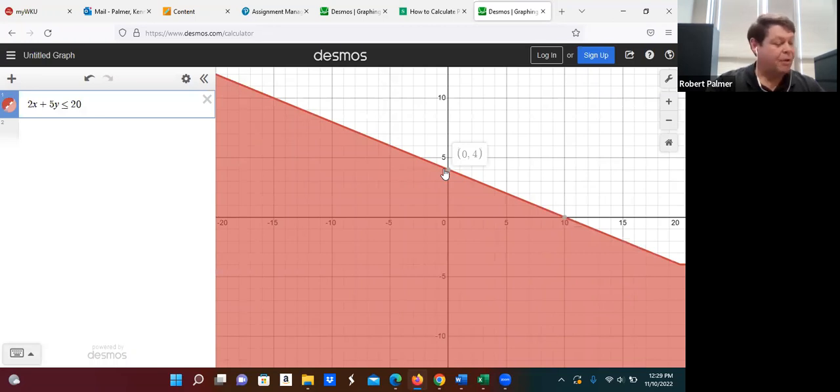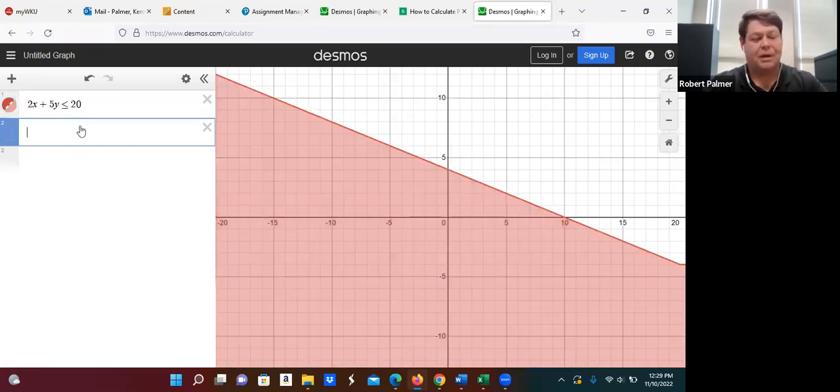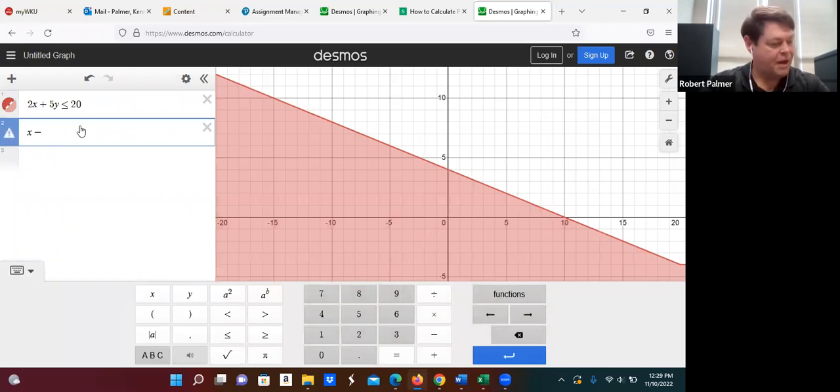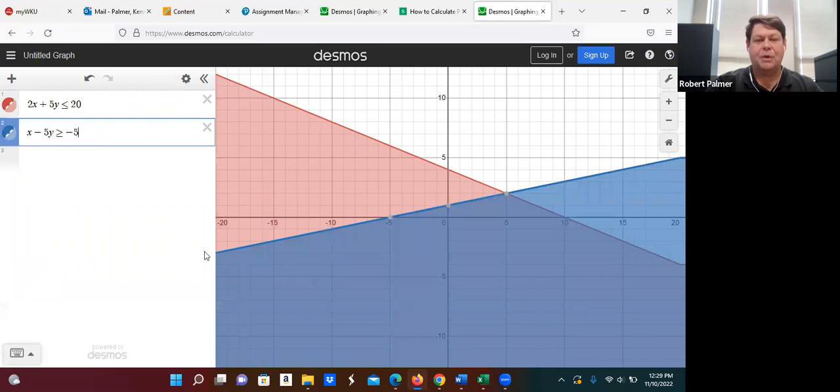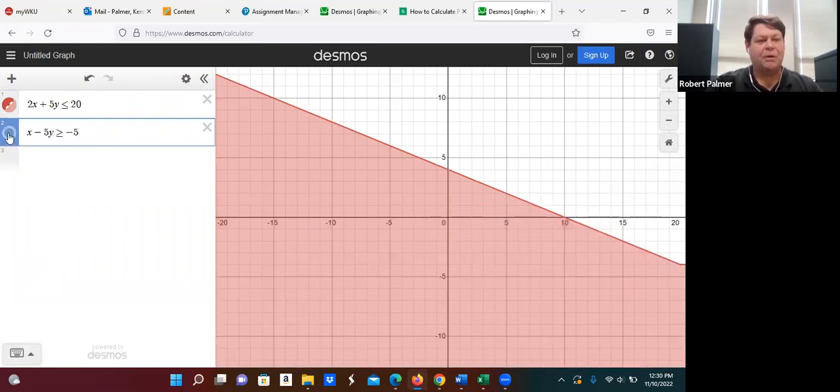Now, that's our first one. Our other line was x minus 5y is greater than or equal to negative 5. Let's take a look. Let's actually move this for a minute. We can turn these graphs on and off by clicking this. Let's turn this one off for a minute.